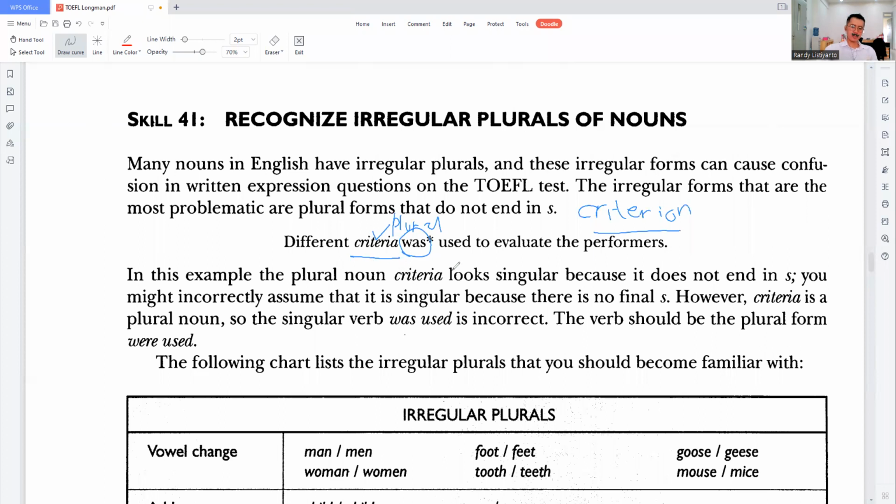So, in the example, the plural noun criteria looks singular because it does not end in s. You might incorrectly assume that it is singular because there is no final s. However, criteria is a plural noun, so the singular was used is incorrect. The verb should be the plural form were used. Okay, so these are some examples of irregular plurals.